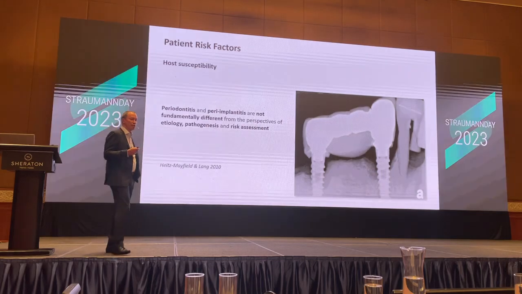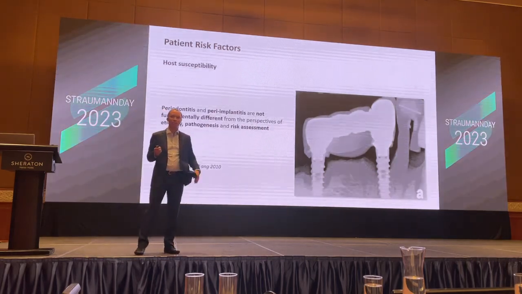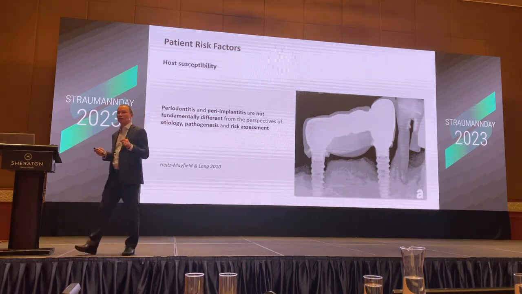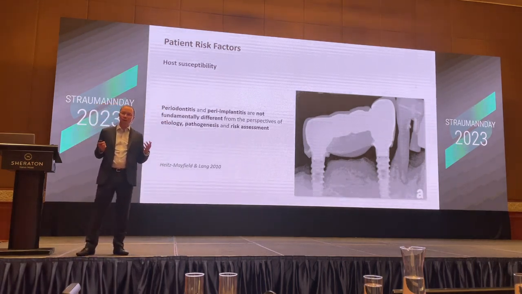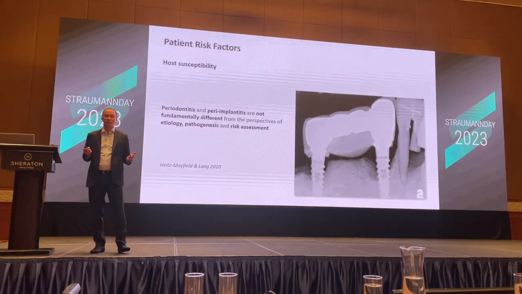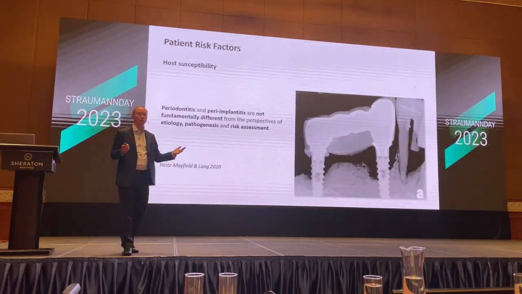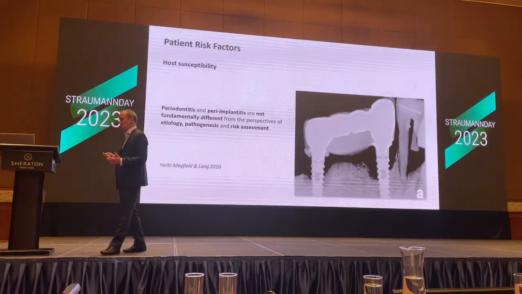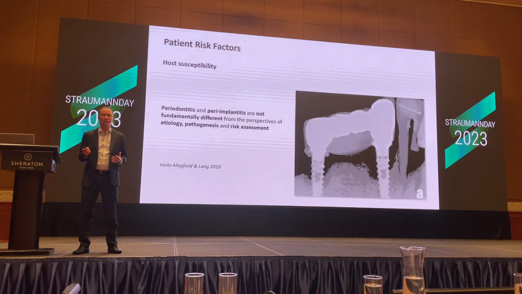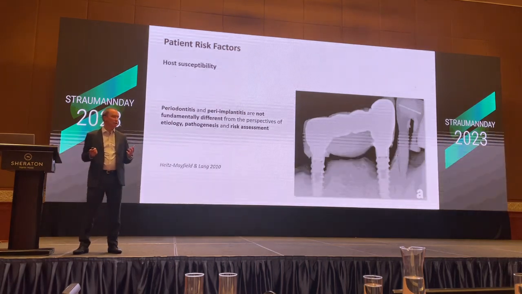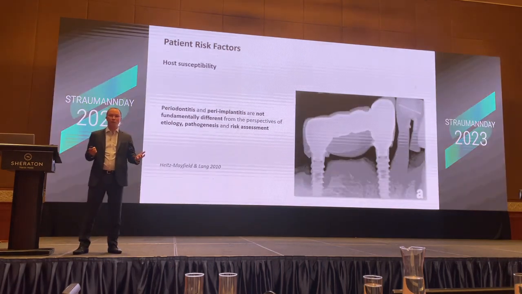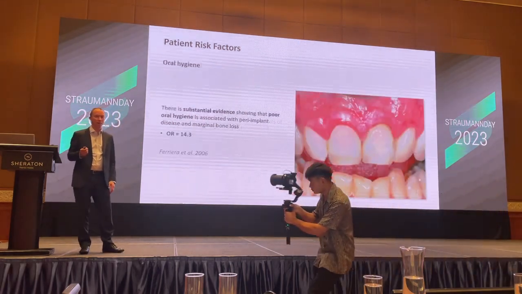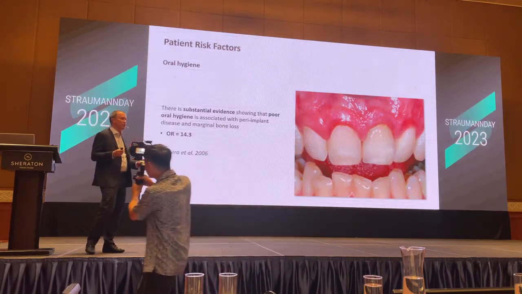So patient risk factors, we know that periodontitis and peri-implantitis are essentially not too different from each other in terms of the etiology, pathogenesis, and the risk assessment. We've known this now for more than 20 years. And we know what makes people more susceptible to peri-implantitis. The difference being that because you have a rough surface and a deep pocket, which is anaerobic, the disease can progress incredibly quickly and rapidly. So what are the patient risk factors?